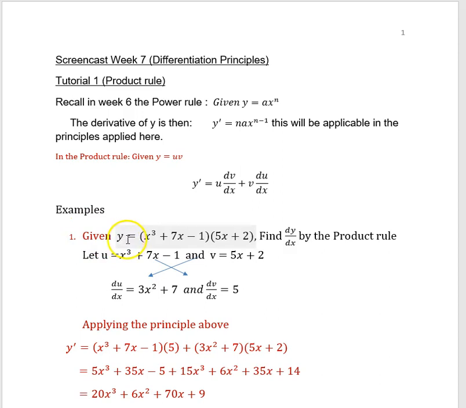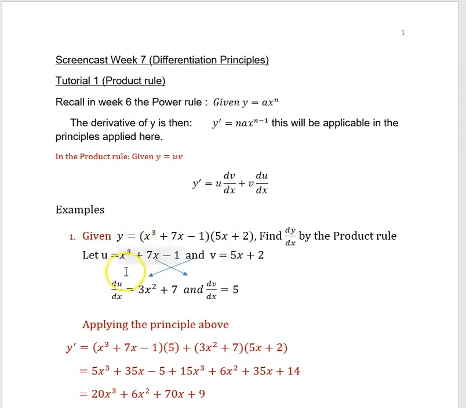In example 1, it says y equals open bracket x cubed plus 7x minus 1, bracket close, open bracket 5x plus 2, bracket close. Find the dy dx by the product rule. Anytime you're given the product rule, you will often see the functions in 2 or more brackets. Now, how do you apply the product rule? The first thing to do is to hold one of the functions constant, and then you differentiate the other. Let's assume the first function here is our u, and then the second function here, 5x plus 2, is our v. Now, you immediately differentiate them.